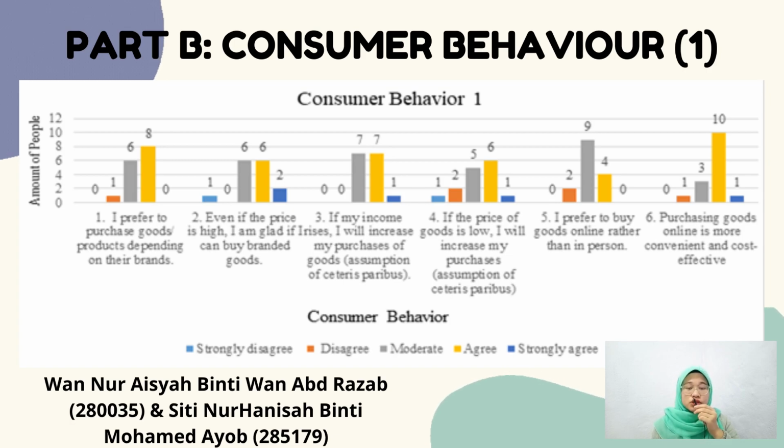Figure 1 shows the data of consumer behavior 1 from the survey form. The graph shows the relationship between the consumer behavior and the number of people. Based on the graph, 14 respondents, which are 94%, agree, and 1 respondent, which is 6%, disagree with the statement, I prefer to purchase goods or products depending on their brands.